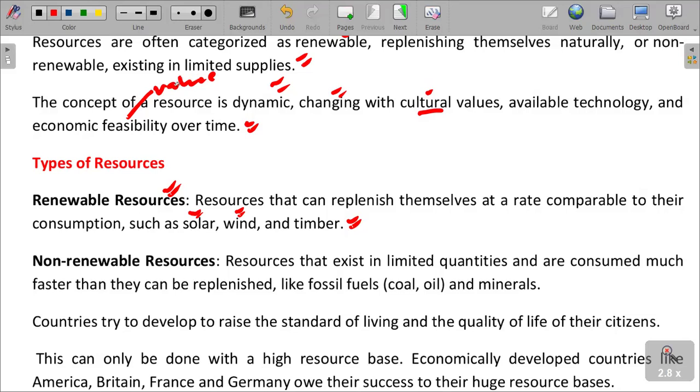However, we also have non-renewable resources, which exist in limited quantities and are consumed much faster than they can be replenished.